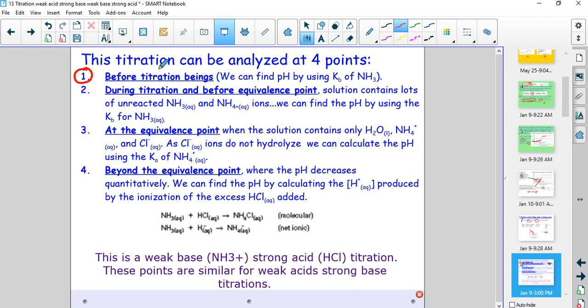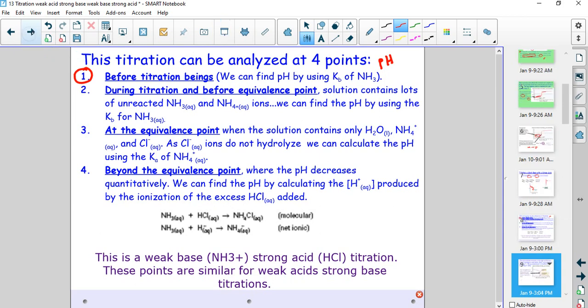Okay, our first point, fortunately, is really nothing new. We're going to use Ka, or Kb if it's a base, to determine what the pH is, right? So for each of these 4 points, we're going to figure out what the pH is. And what we're really using here is just equilibrium calculations, or equilibrium skills we've learned in the past couple of weeks.